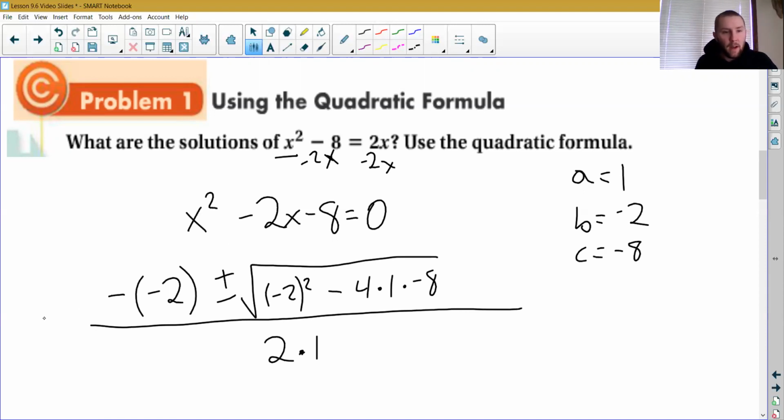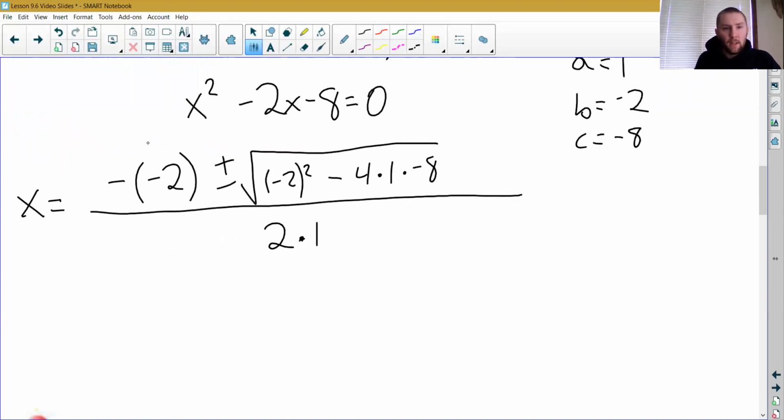Okay, so now I'm going to do my math. And again, this is what my x value equals. Okay, these are the solutions. This formula is going to tell me the solutions. So if I look at this first part, -2 just flips to +2. So it's 2 plus or minus, and then under the square root, -2 squared is 4, minus 4 times 1 is 4 times -8 is -32, minus -32. So what's 4 minus -32? Well, that's plus 32, so that's 36. Square root of 36 is going to be divided by 2.